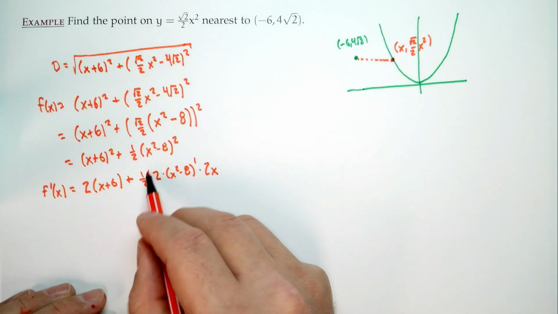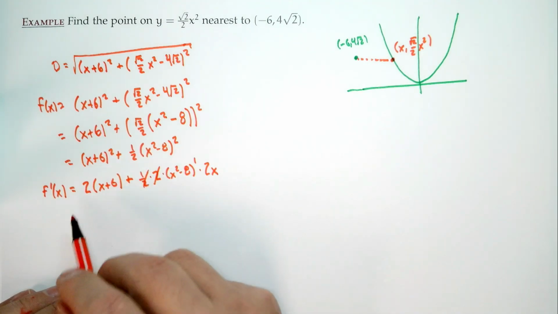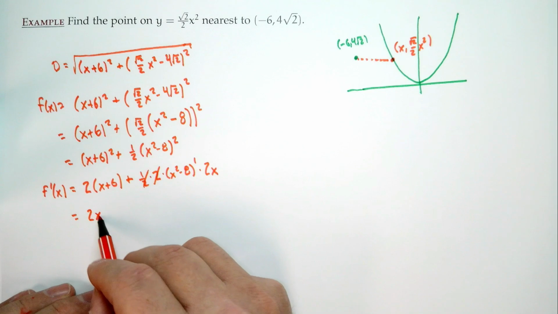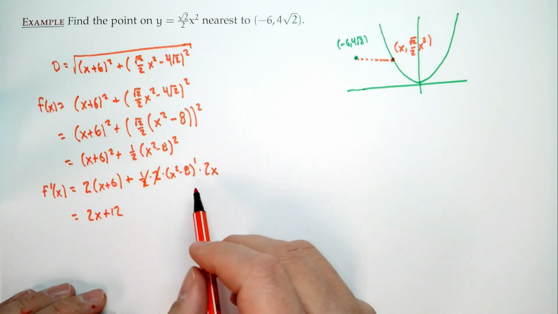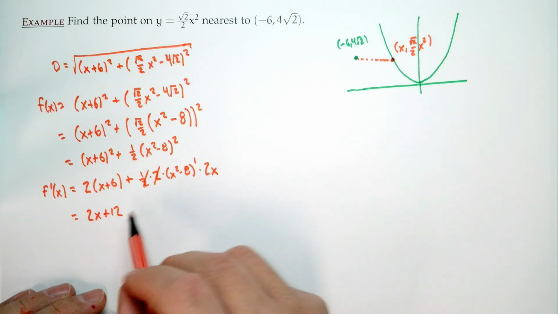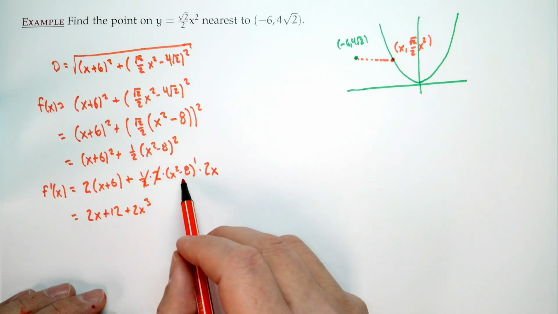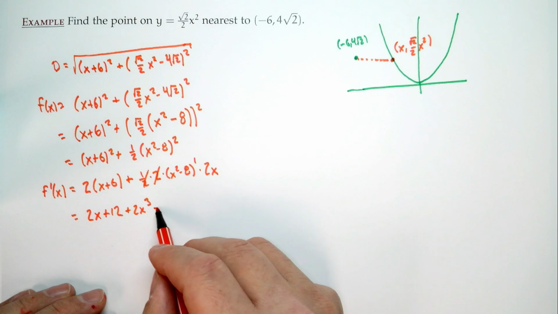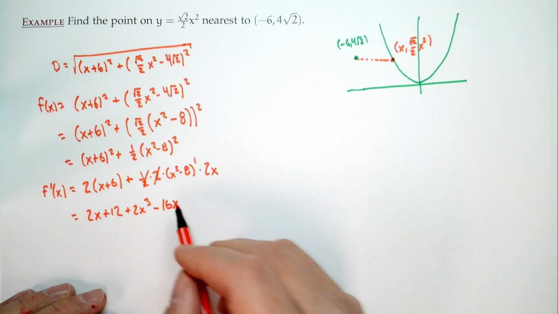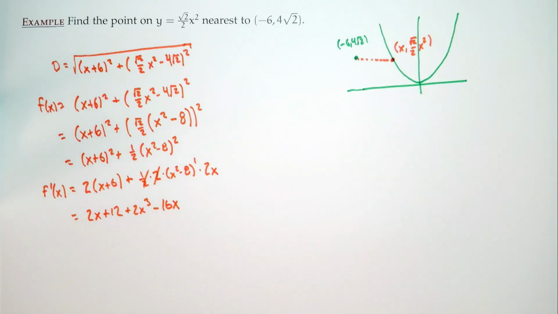Now, the 1/2 and the 2 cancel. That's good news for us. We'll get 2x plus 12. And here we'll get x squared times 2x, that's 2x cubed. And then minus 8 times 2x is minus 16x. Okay. Well, there you go.